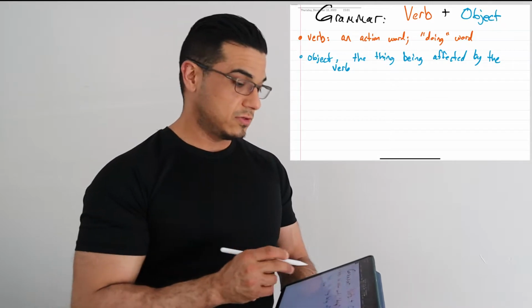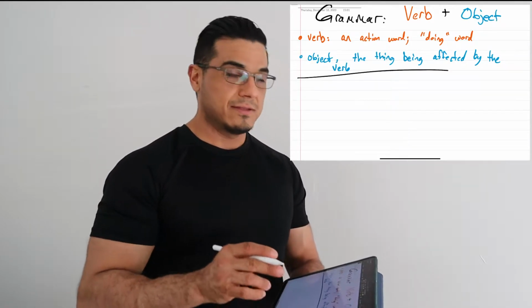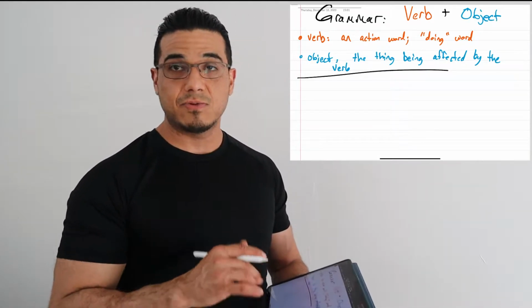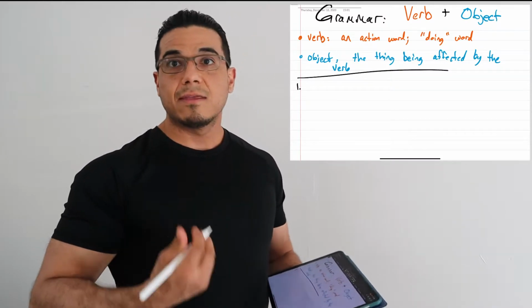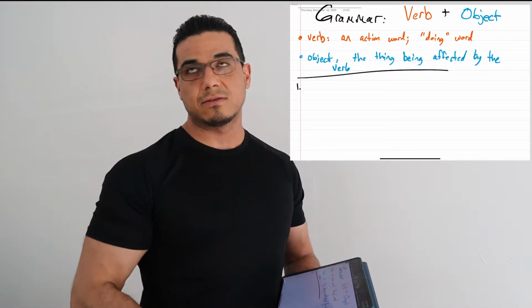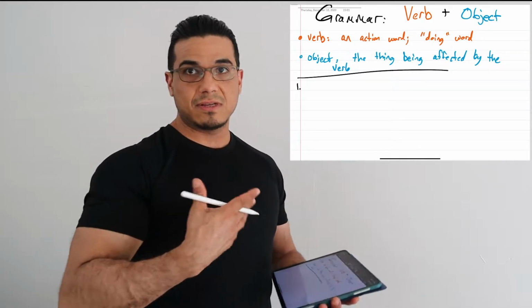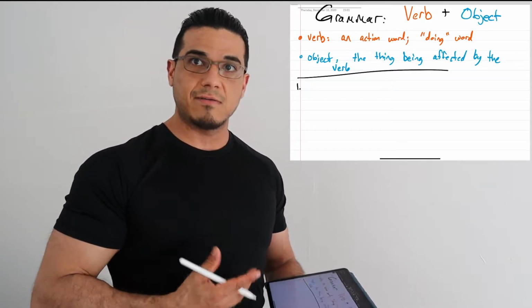Okay, we kind of got those two out of the way. We've defined them briefly. Let's go ahead and do a few exercises in which I present you with a very simple sentence, and then from there we're going to decompose it, or deconstruct it rather, into its subject, its verb, and of course the object of that verb.